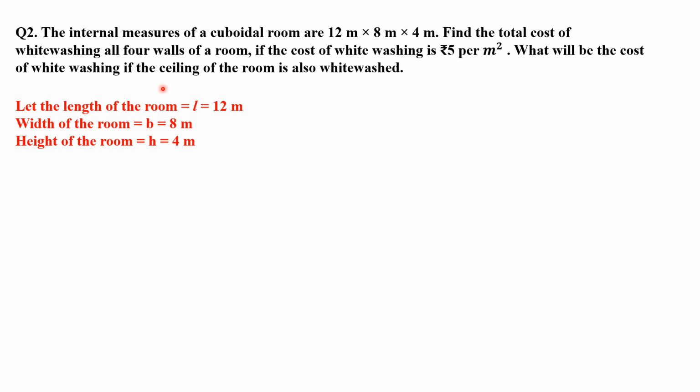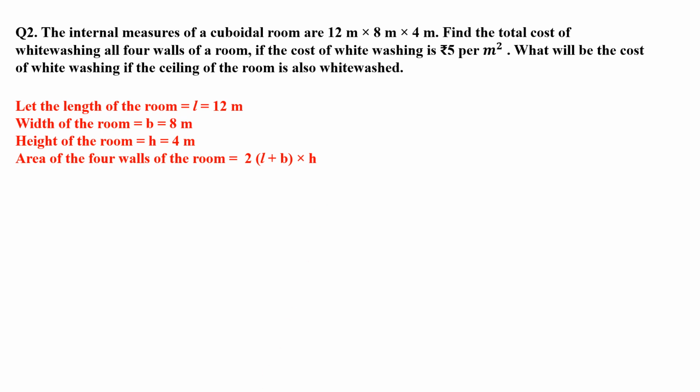All the 4 walls of a room means you have to find the lateral surface area of the room, isn't it? Do you remember when I was deriving the formula of the lateral surface area, I mentioned that the lateral surface area is the same as the area of the 4 walls of a room, because you should not count the area of the ceiling and the area of the floor. So to find the total cost of whitewashing all the 4 walls of a room, first of all, you have to find the lateral surface area of the room. Okay. So for the area of the 4 walls of the room, you have to write the formula of the lateral surface area, and now you have to solve it.